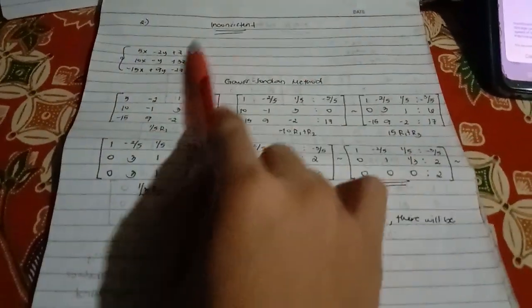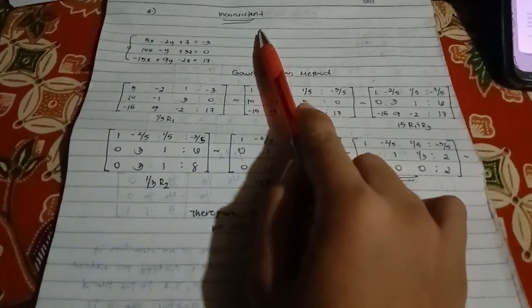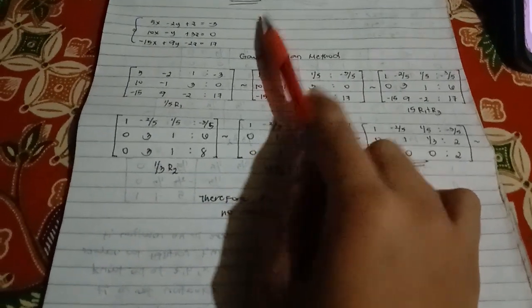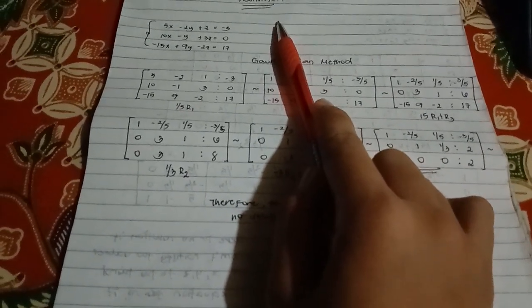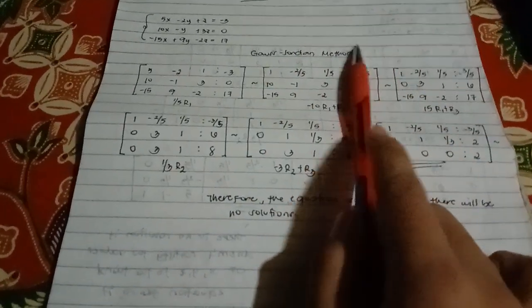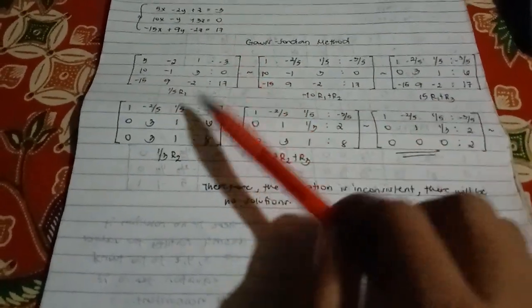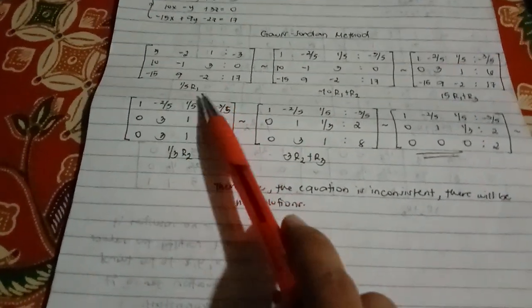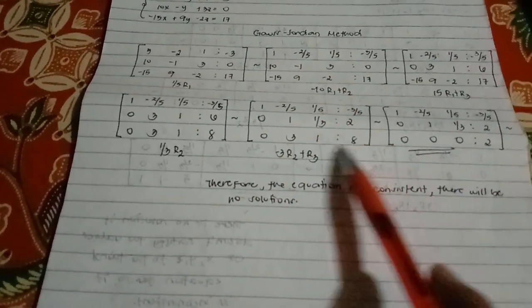And then the next problem is the inconsistent. So when do we say that the linear equation has an inconsistent solution? We can say that the system of linear equations is inconsistent if it has no solution using the three methods such as the Gauss-Jordan method, the inverse method, and then the Cramer's rule. We can also say that this equation is inconsistent if the values of x, y, and z do not satisfy the third equation or the third row.